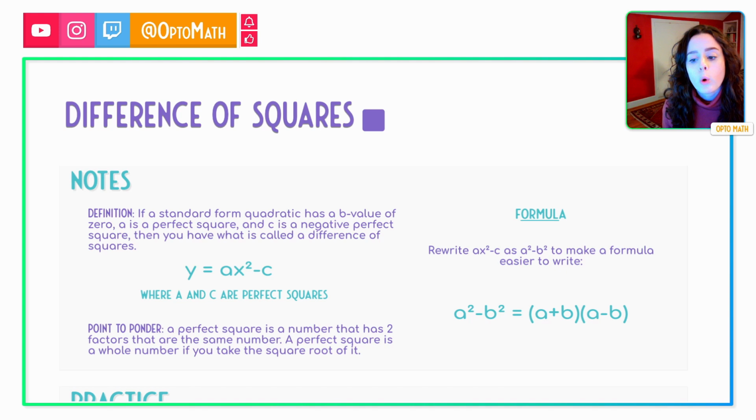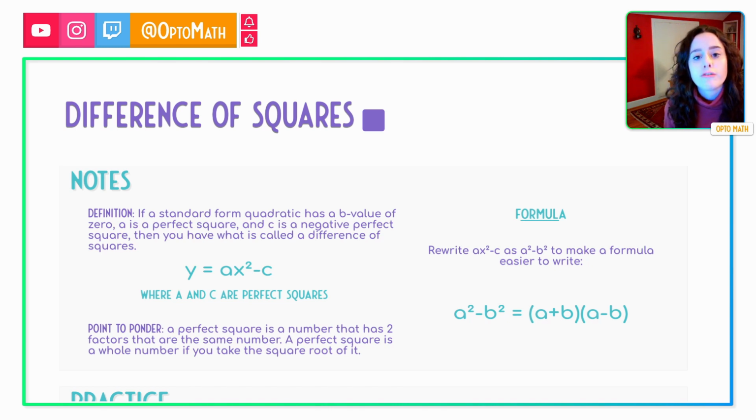If a standard form quadratic has a b value of 0, which means it has no x term at all, a is a perfect square, and c is a negative perfect square, which doesn't mean that the perfect square itself is negative, it's just subtracting a perfect square. Then you have what is called a difference of squares.